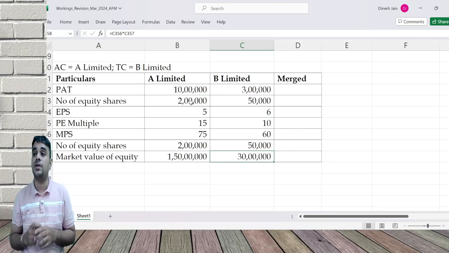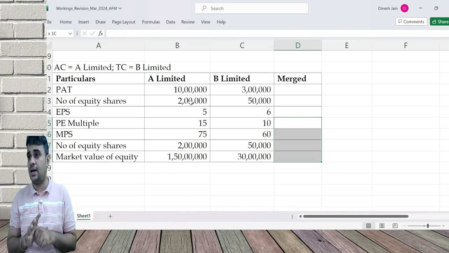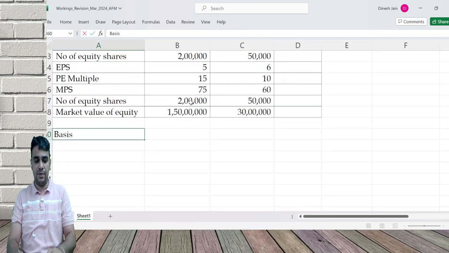What is the requirement of the question? What do they want us to calculate? Part 1. So I will not write any of the highlighted parts. I'll just stop at EPS. Below the table, basis of exchange ratio. They have given the basis of exchange ratio.